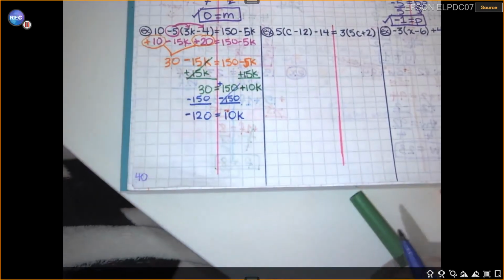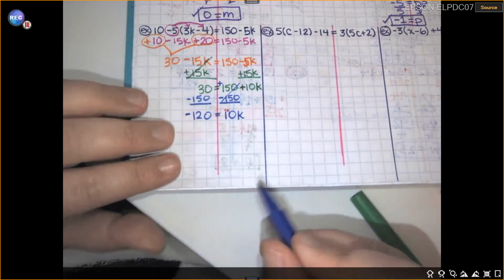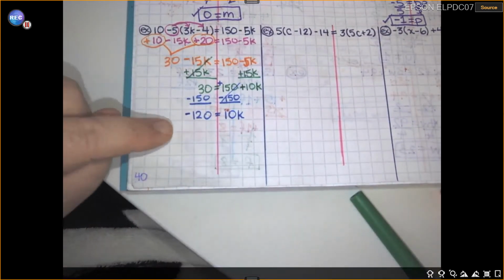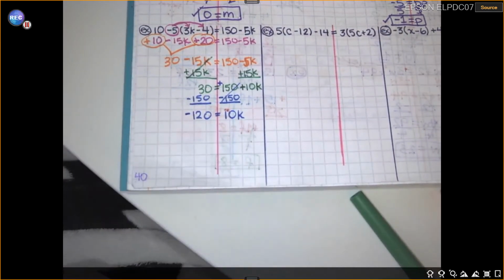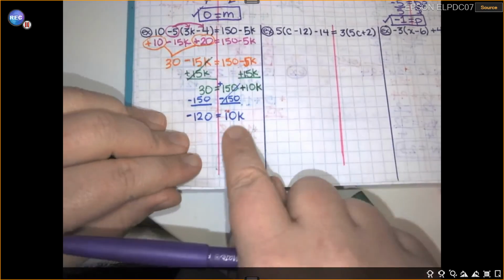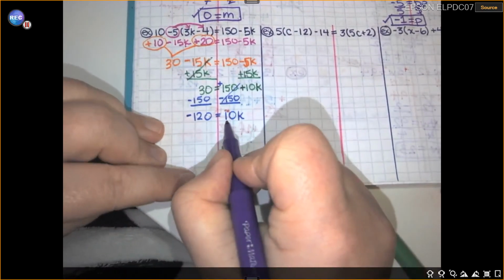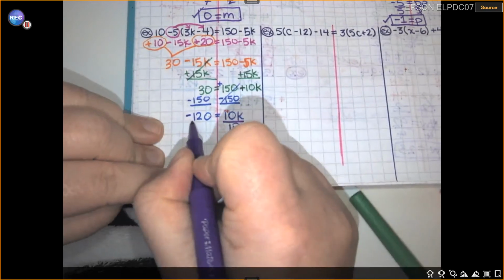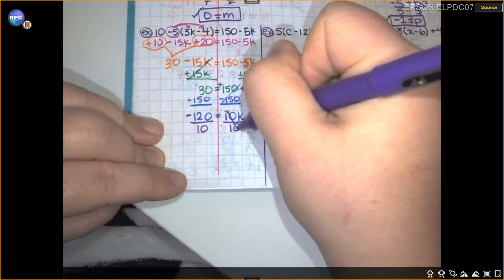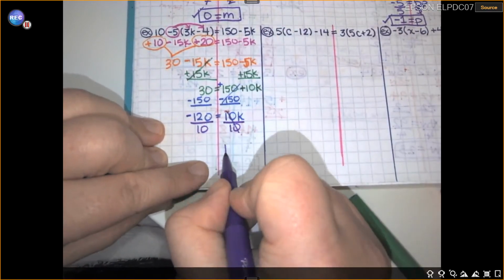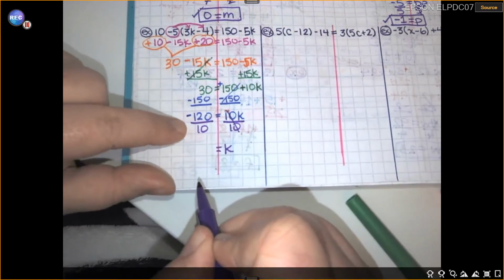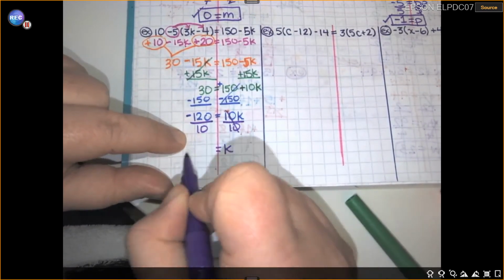You don't have to write the plus sign. You can if you want. And then the last step is to multiply or divide away. So this is 10 times k. We will do the opposite and divide by 10. Those 10s divide to be 1. We have k equals, and then negative 120 divided by 10 is negative 12.